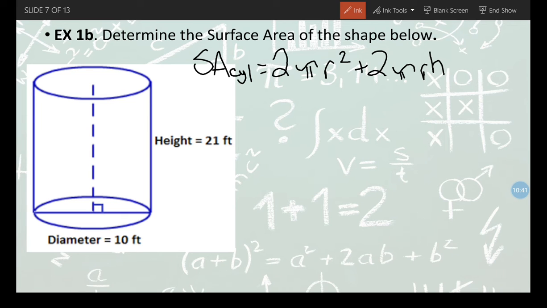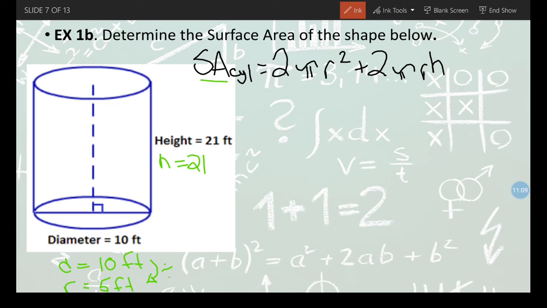Now I just need to make sure I know what h is and what r is and substitute them accordingly into the formula. Well, they literally tell me here the height is 21. So anywhere in this formula there's an h, I'm going to put a 21. However, they are giving me the diameter is 10 feet. What I need to do is look at the radius. And so the radius is equal to 5 feet, right? Because radius is half of the diameter.